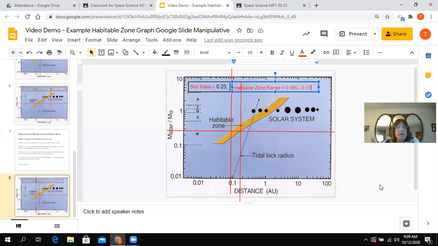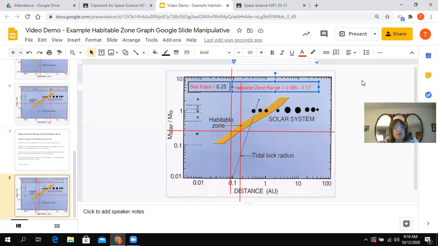Okay, so that's how you do it. It's going to be based on what the mass of your star is and where that horizontal line that represents the mass of your star crosses this line, this range that represents the habitable zone.